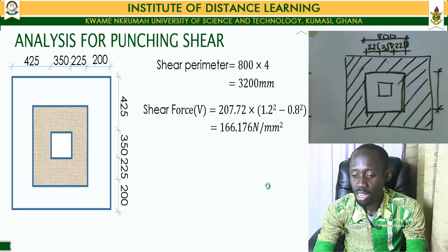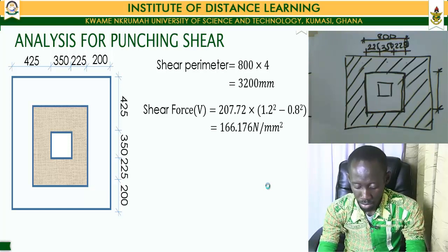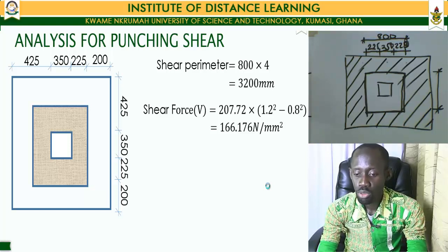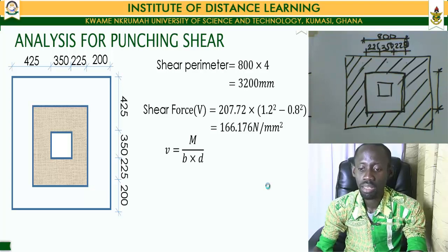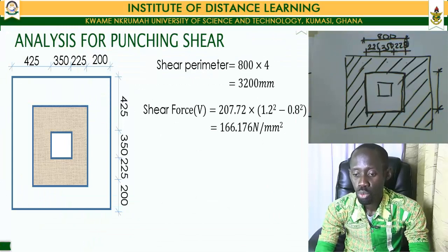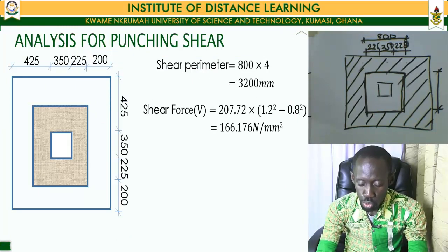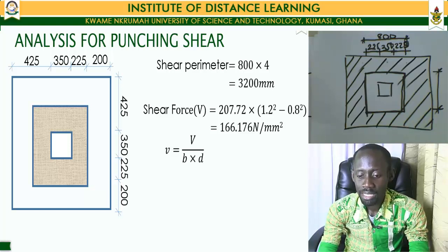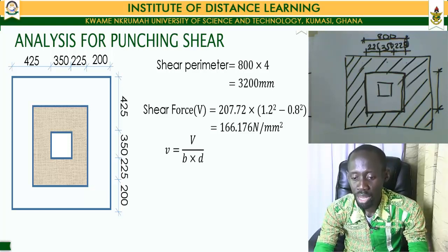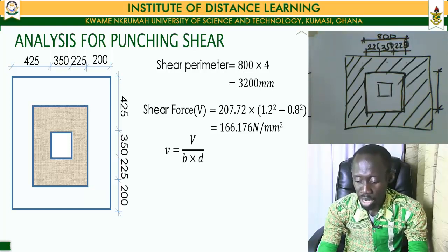Now, this gives us a shear value of 166.176 newtons per millimeter squared. Having arrived at our punching shear force value, we have to convert it into a punching shear stress. Our punching shear stress is arrived at by dividing our punching shear force value by the breadth and the depth of our section, in which case the breadth of our section for our punching shear design becomes our shear perimeter.